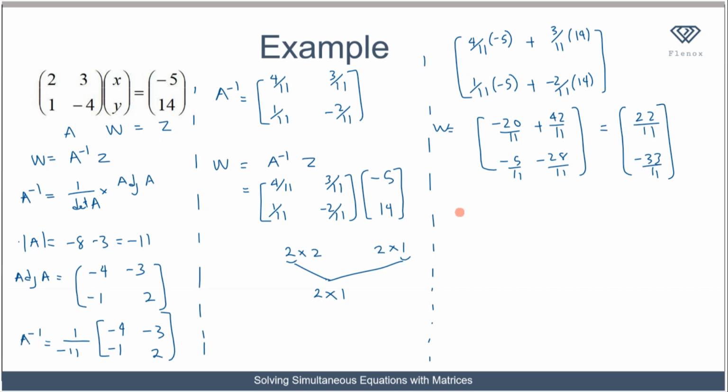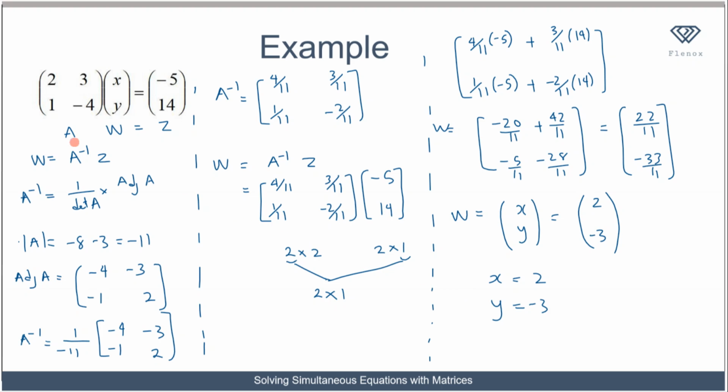So I can see that my W, which is the same thing as the values of x and y, equals: what is 22 divided by 11? 2. And what is minus 33 over 11? Minus 3. If you recall, for two matrices to be equal, the corresponding cells must be equal. So if we compare the cells, we can see that x equals 2 and y equals minus 3. So the value of x is 2 and the value of y is minus 3.